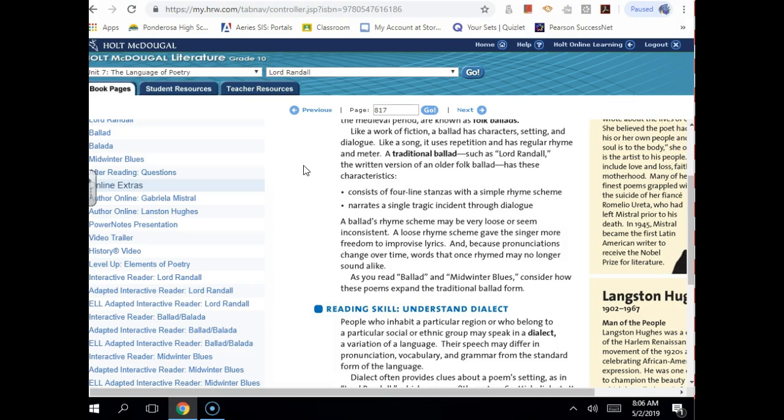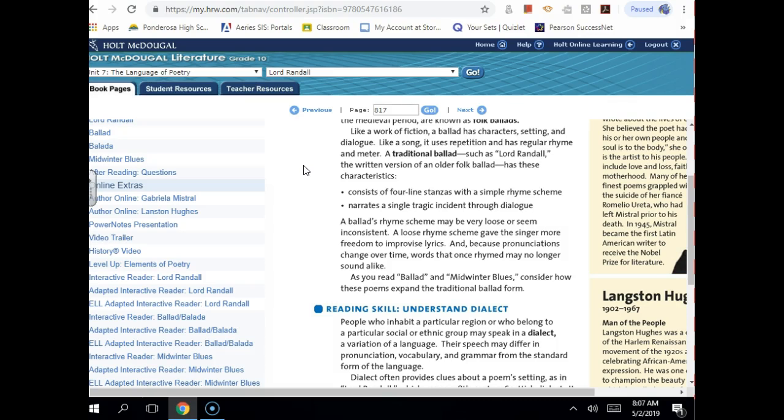A ballad's rhyme scheme may be very loose or seem inconsistent. A loose rhyme scheme gave the singer more freedom to improvise lyrics. And because pronunciations change over time, words that once rhymed may no longer sound alike, like brain and again. It was once pronounced similarly. As you read ballad and midwinter blues, consider how these tones expand the traditional ballad form. Okay? So the ballads we are going to read today do not have that consistent 4-line stanza.